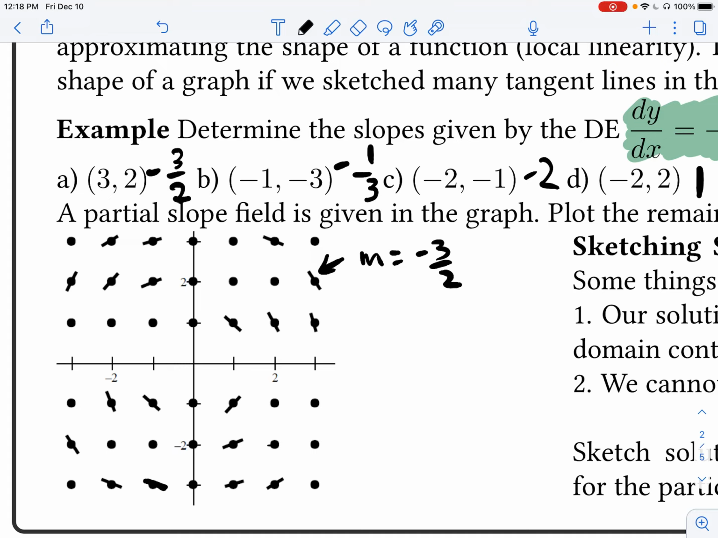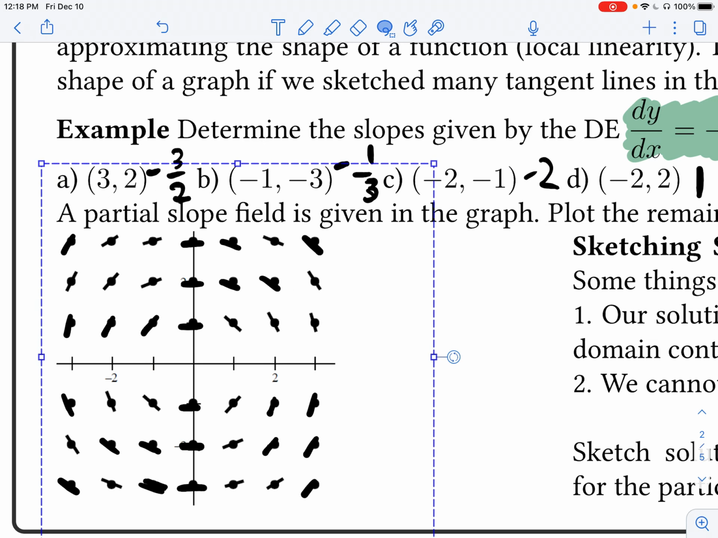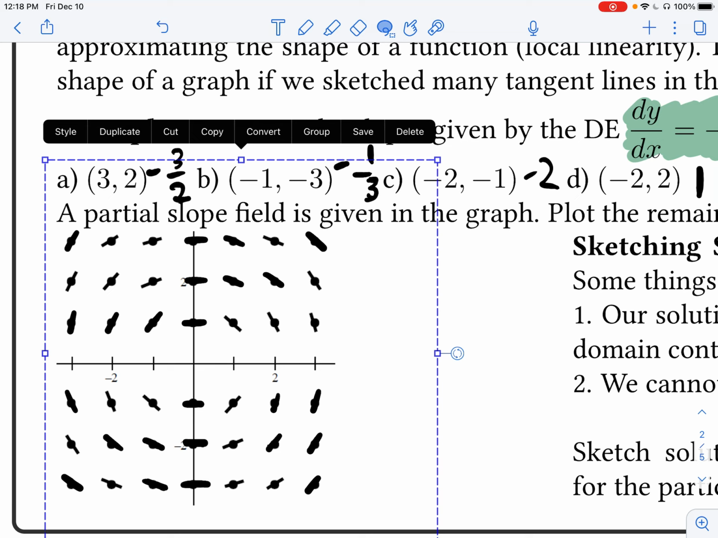At negative 2, negative 1, we already see a slope of about negative 2. And at negative 2, positive 2, we should see a slope of 1. So with that in mind, go ahead and pause the video and see if you can fill in the rest of our slope field. Now, if you've had a chance to do that, I'm going to go ahead and put this on. You should get something that looks something like this.